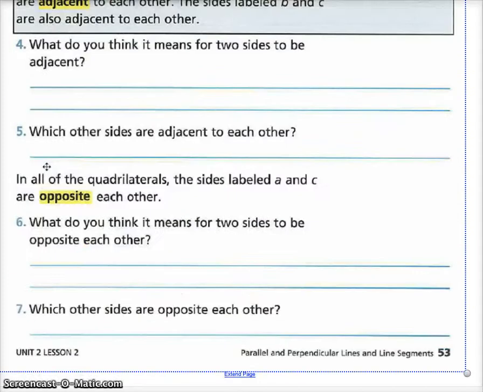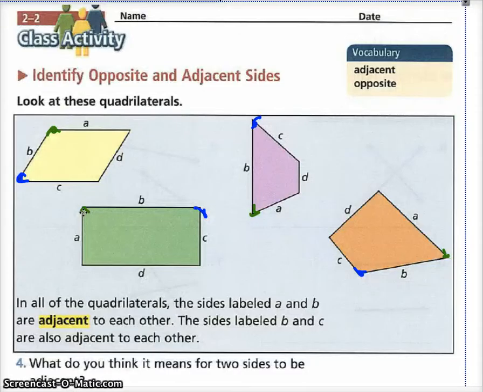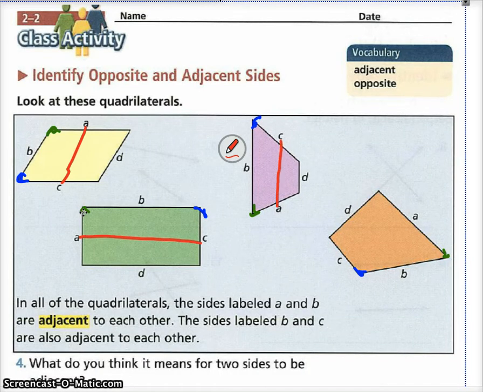So let's look at what opposite might mean. So A and C are opposite. That means that they will never touch each other. They are on opposite sides of the figure. So here we can see that A is across from C. Notice that, okay? So opposite means across the figure, adjacent means they're touching.